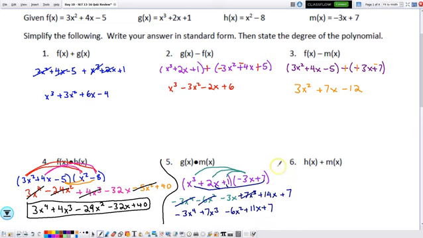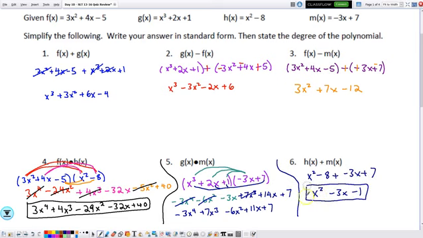So that's number 5. Number 6 is asking us to add together h of x and m of x. H of x, and again, I don't need parentheses for this. I'm really just collecting like terms. I'm going to have x squared minus 8 plus negative 3x plus 7, and I get x squared minus 3x minus 1. Boom.